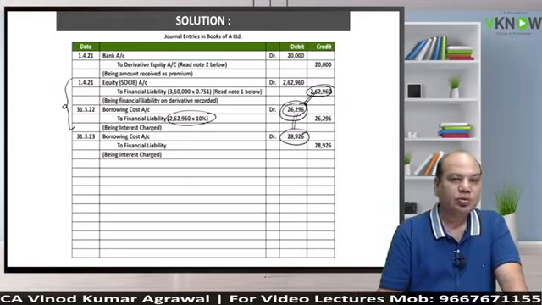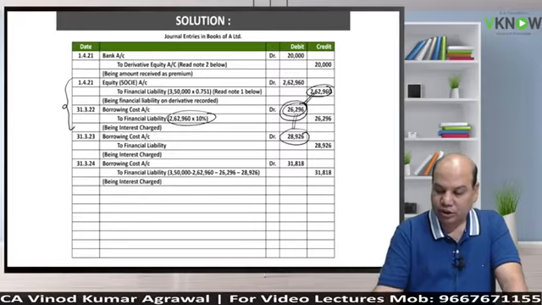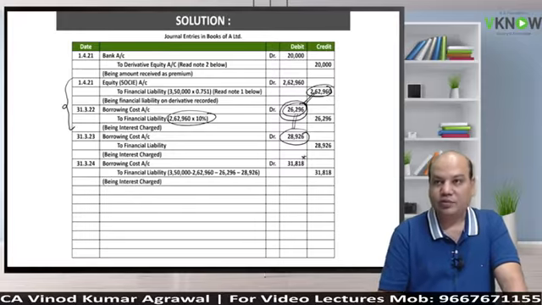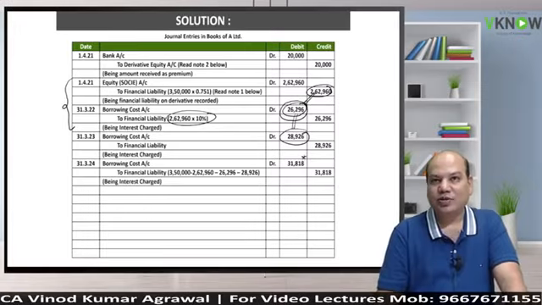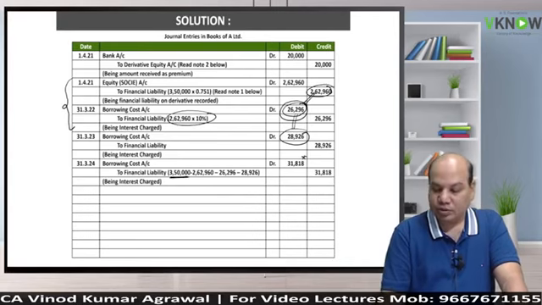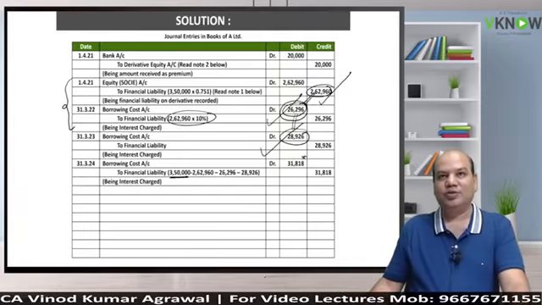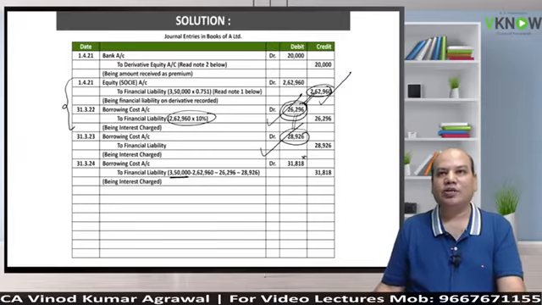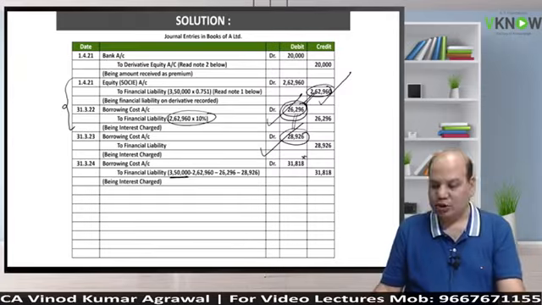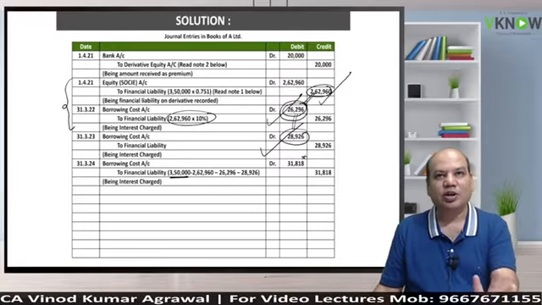28926. Next year, what do you do? Next year, interest will be the balancing figure. Why? Because this is the last year. In total I have to pay 3,50,000, minus what I have already recorded in my books, these three numbers. So this year I will record interest as a balancing figure. It will ensure that my balance becomes 3,50,000.